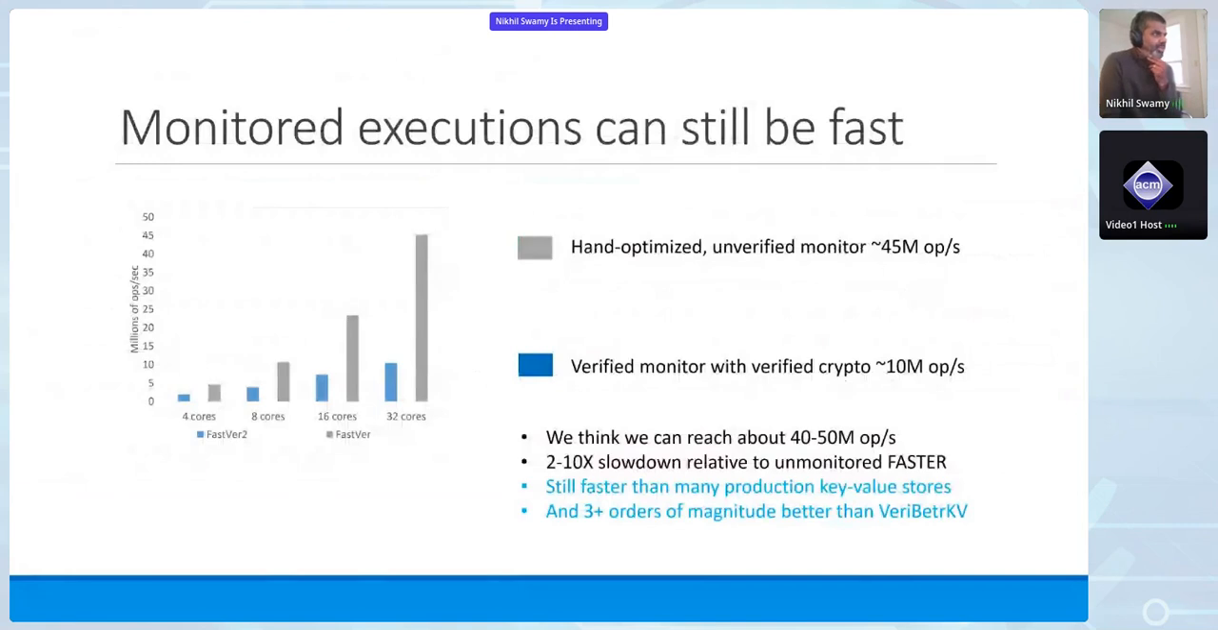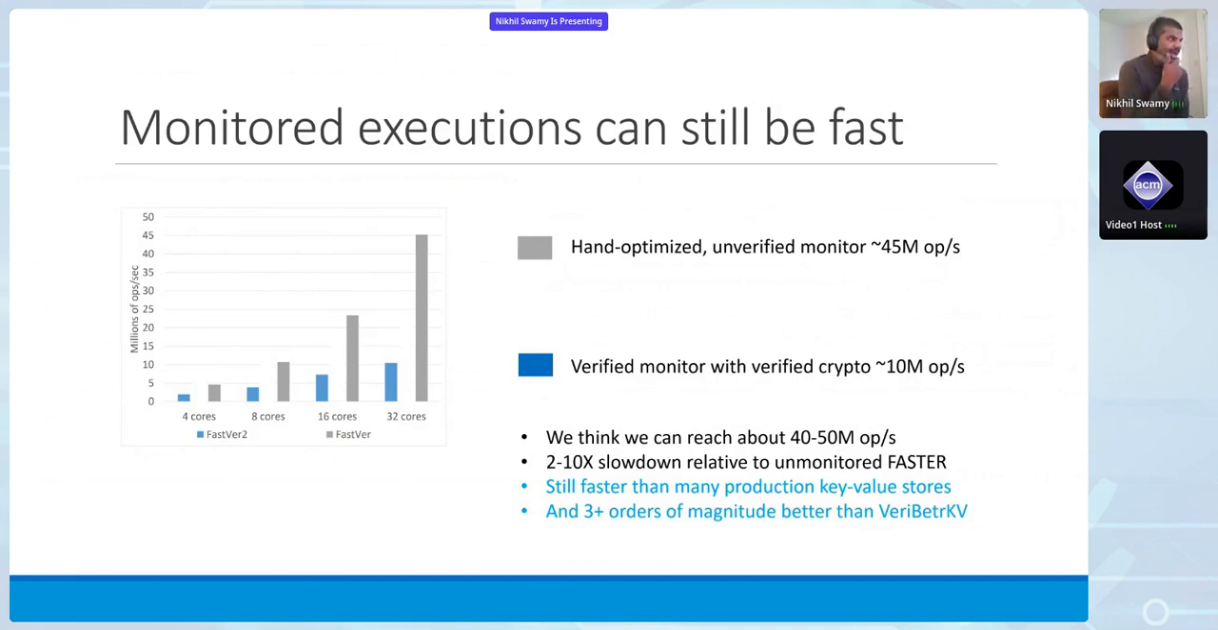Just a glimpse into the performance numbers. Here is a chart showing the throughput of a monitored execution of FastVer. The gray bar is a baseline number that we obtain by monitoring FastVer with an unverified hand-optimized monitor, and we get about 45 million operations per second in that setting. Our verified monitor is somewhat slower and achieves only about 10 million operations per second, but that's still faster than many production key value stores and 3 orders of magnitude faster than Veritas-style verified KV.